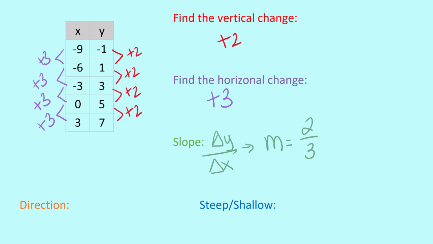The direction this time, well, this time our slope is positive. So our direction is positive, which just means that when we go to graph it, it's going to go in an upwards direction. And when we look at that steep or shallow, 2/3 is between 0 and 1, so it's shallow. And that's how we find slope from a table of values.